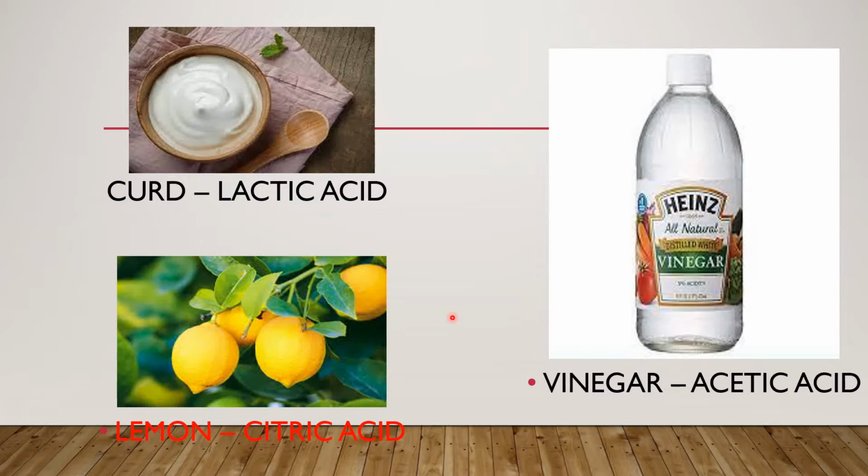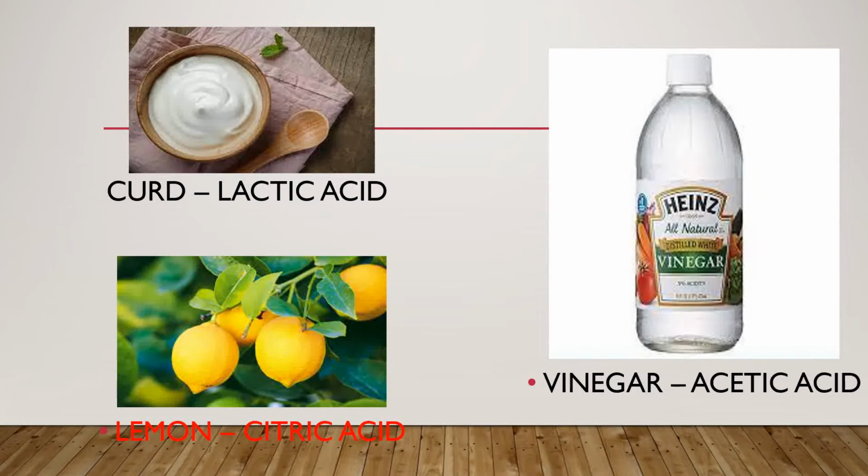Acids. One of the key features of an acid is that on dissolving in water, it releases hydrogen ions. Ions are positively or negatively charged atoms. Its acidic property is because of the hydronium ions, H3O plus, formed by the combination of the hydrogen ion and water.